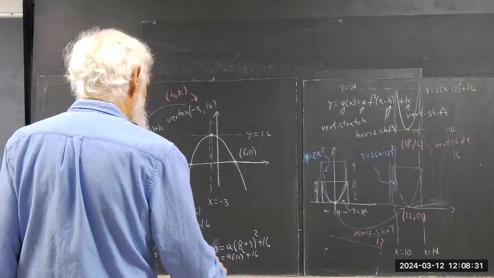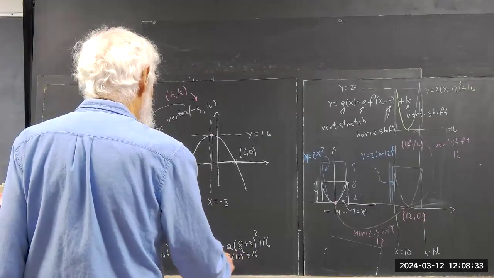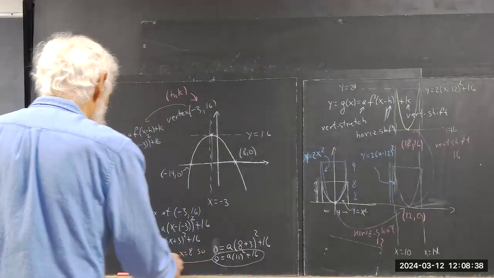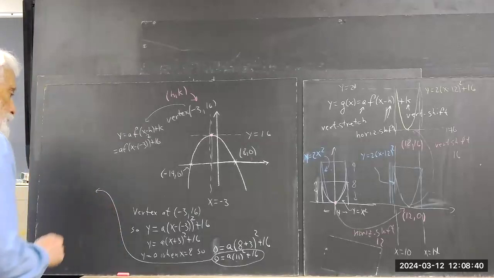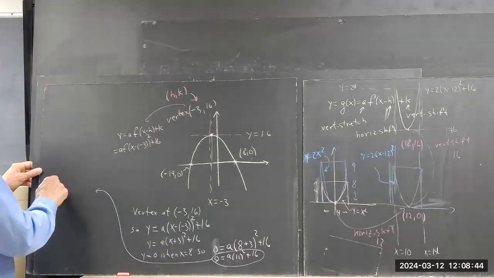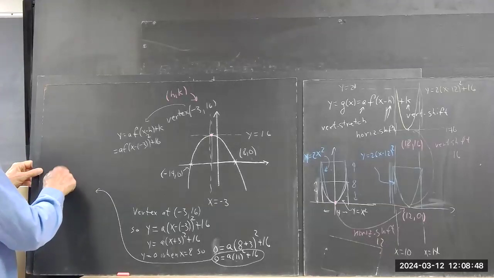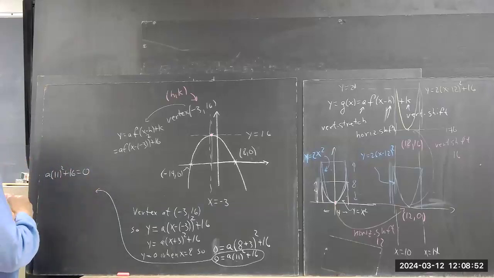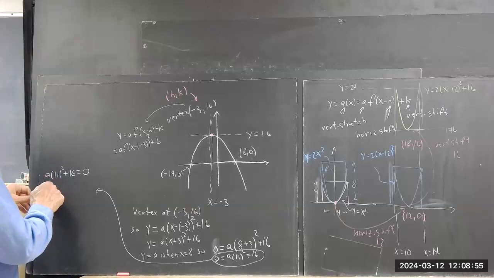Okay. Now, I need a little more room over. I'm going to bring this over here. Should have left myself more room, but I didn't. And I'm going to write it as 8 times 11 squared plus 16 equals 0. Okay. Now 11 squared is 121. You have to use a calculator for that.